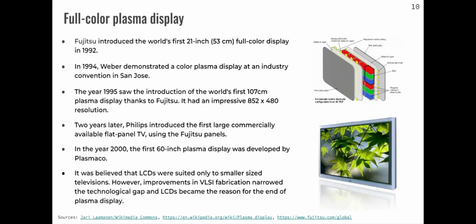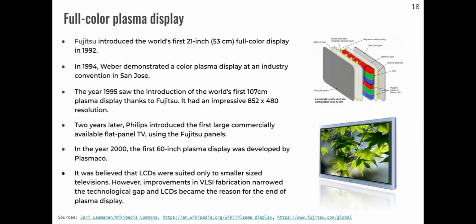So continuing from the monochrome plasma display, we move on to the full color plasma display. In 1992, Fujitsu introduced the world's first 21-inch full color display. It was based on technology created at the University of Illinois and the NHK Science and Technology Research Laboratories. In 1994, Weber, who we saw previously in the monochrome plasma display, demonstrated a color plasma display at an industry convention in San Jose.